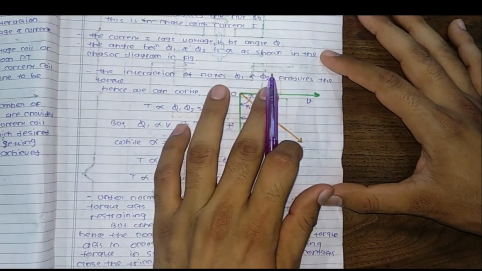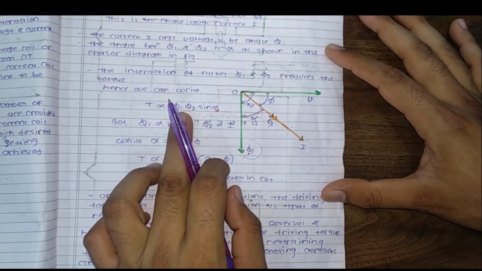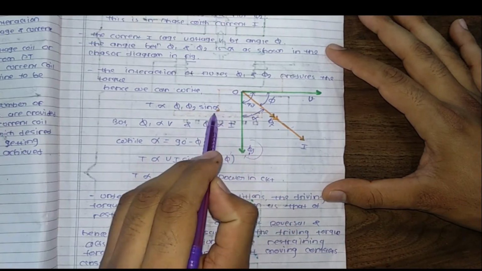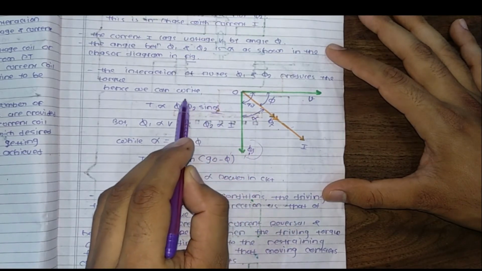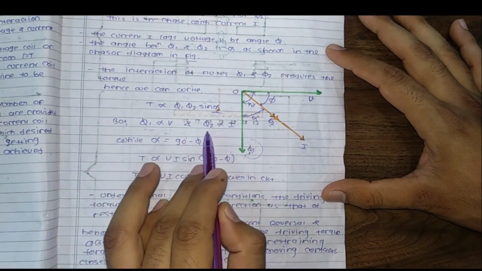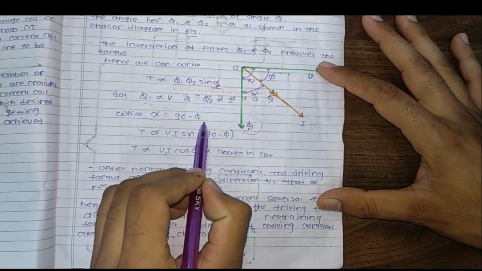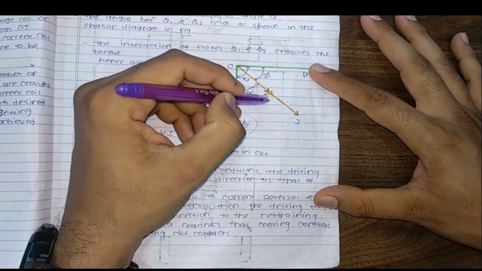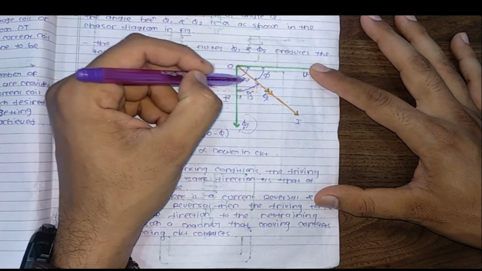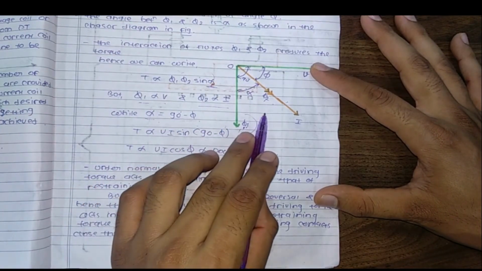So the interaction of the fluxes phi1 and phi2 produces the torque. Hence we can write torque is proportional to what? Phi1 phi2 into sine alpha. What is the angle alpha? Alpha is nothing but the angle between phi1 and phi2. But phi1 is proportional to what? Voltage, and phi2 is proportional to what? Current. So alpha is equal to what? 90 minus phi. As you can observe here, if I want this angle, particularly this alpha, I have to make this 90 minus phi. Fine, so you will get alpha is equal to 90 minus phi.